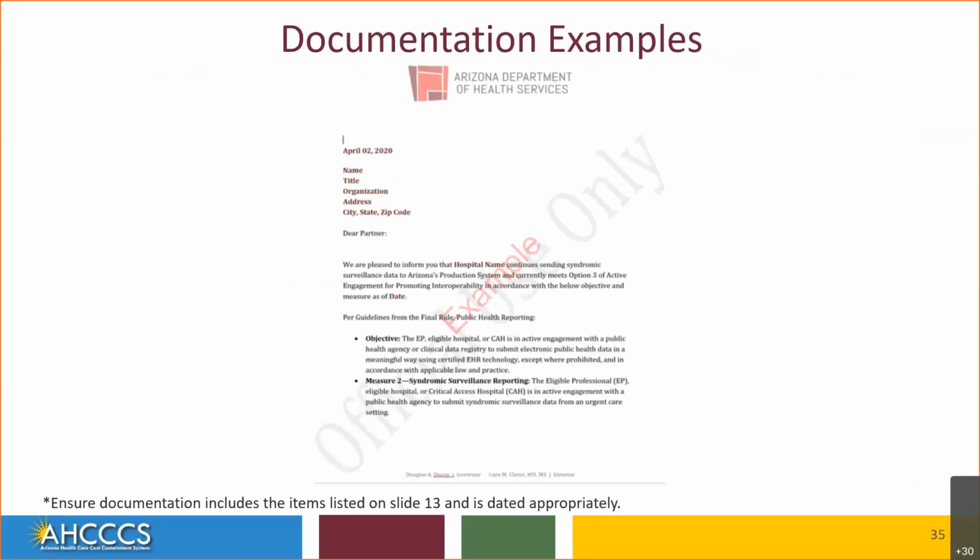Here's an example of if you were an EP working at a hospital, so you did submit data and you want to show that you meet the measure for syndromic surveillance. This is a letter from the Arizona Department of Health Services. You can see their logo at the top. This is just a template of what might be submitted by the hospital, but basically Arizona Department of Health Services would send this letter to you, and it would show the hospital name on it, and you would just need to confirm or identify that the EP works for that hospital, and so therefore they're submitting syndromic surveillance data.